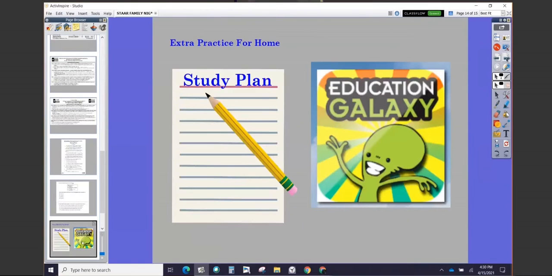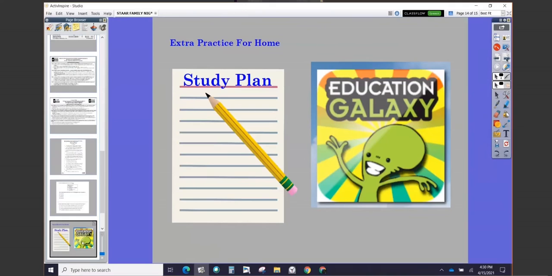For extra practice at home, the students can access Education Galaxy and access their study plan, which they've had practice doing at school, so they can always show you how to do that as well. Also, something new this year is that all students are going to be taking their STAAR test online. There is no paper test this year. And since this is their first year for third grade, it is something they also have to get used to. So not only just STAAR, but also having to take it online.